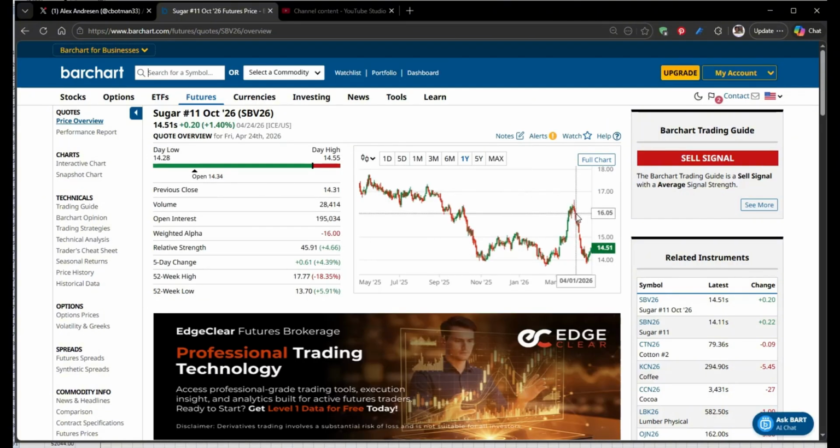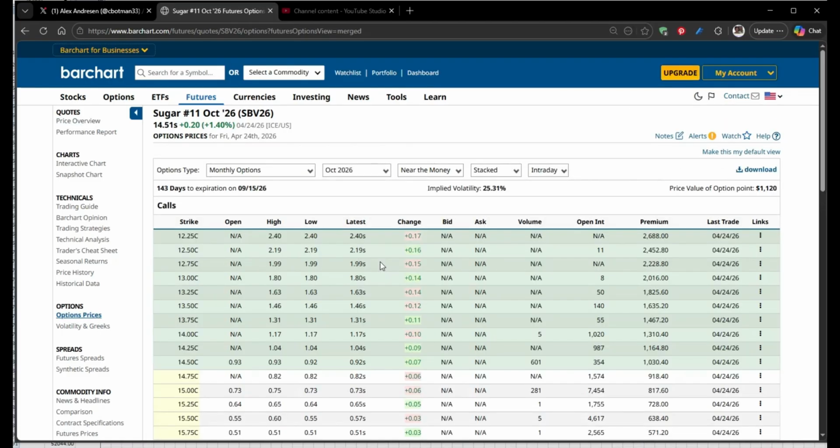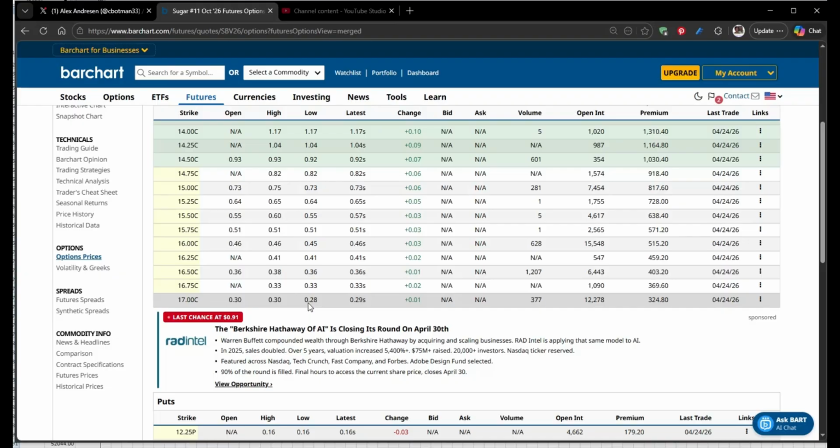And again, I'm going to assume on the spot chart it's a little different than that. So let's go 16. Let's go 1,700. Option prices. Well, it shows it here. You get 28 cents. So 30 at the high Friday. So let's assume the high, 30 cents.